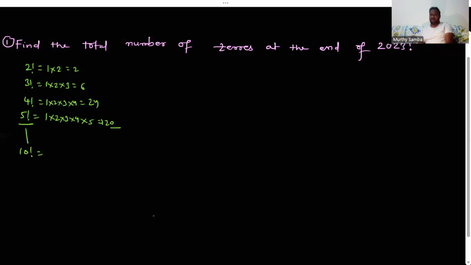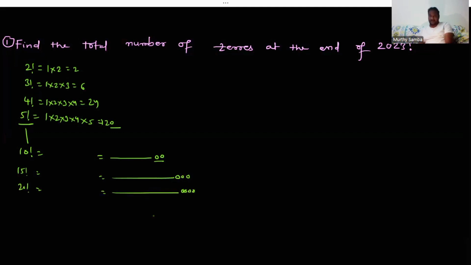If you write 10 factorial, 1 into 2 into 3 and so on, you know how many zeros this 10 factorial ends with? It ends with 2 zeros. And similarly, 15 factorial ends with 3 zeros, and 20 factorial ends with 4 zeros. So this way, we can find the total number of zeros at the end. But how to find out 2023 factorial ends with how many zeros?